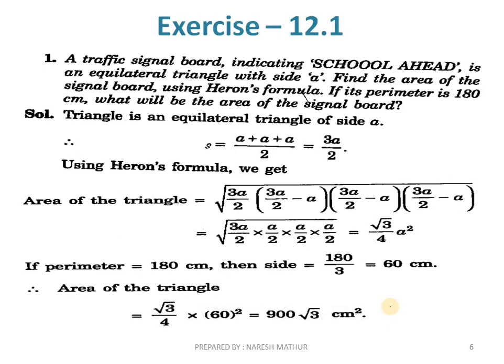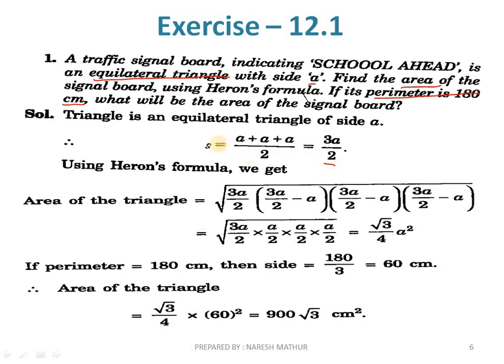The first question says a traffic signal board indicating school ahead is an equilateral triangle with side A. Note, we are given an equilateral triangle, side is given as A. Find the area, and its perimeter is given as 180 centimeter. So let's start. If you are given the perimeter, we can find the semi perimeter. S equals A plus A plus A by 2, because all sides are equal in an equilateral triangle. So the semi perimeter is 3 by 2 A.